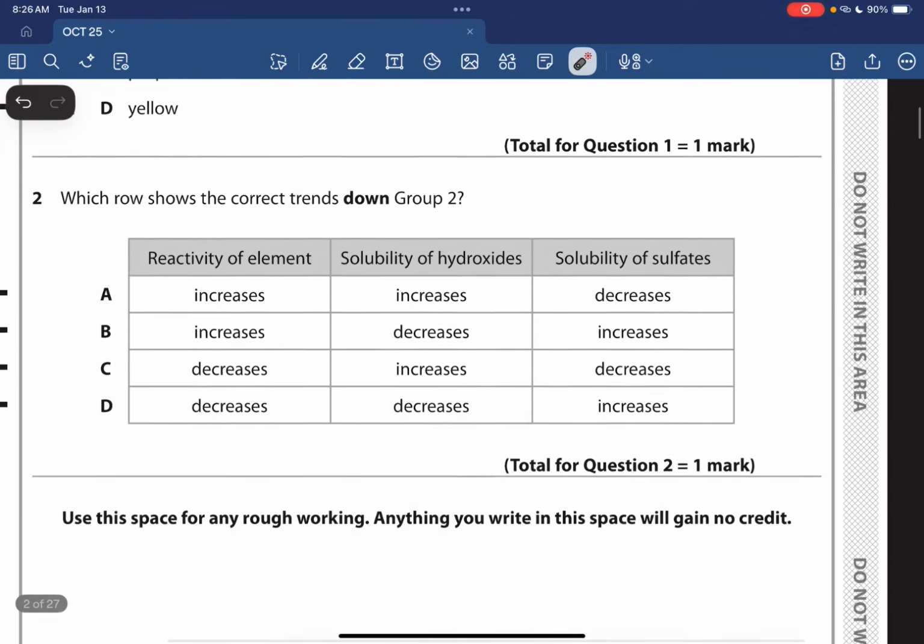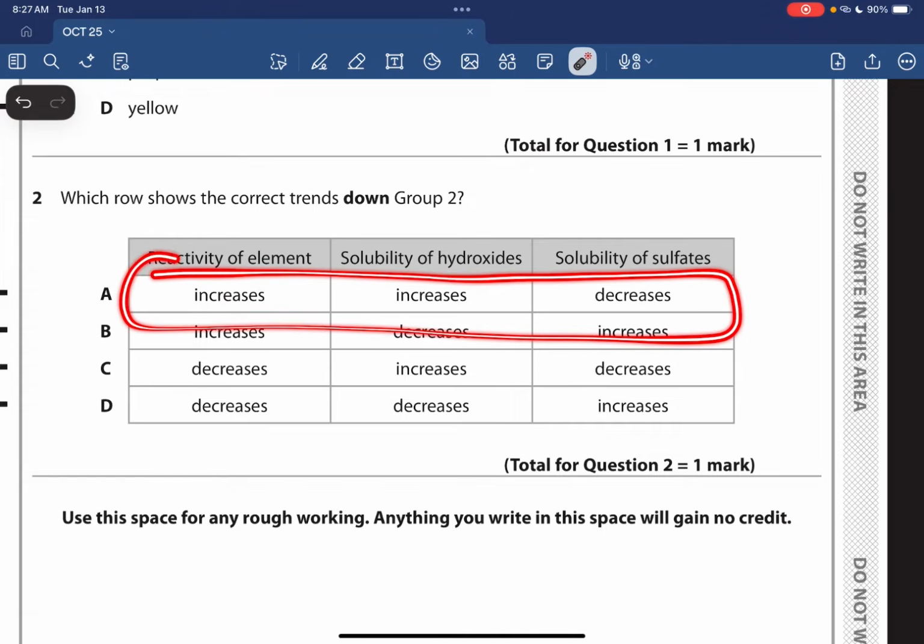Moving on to question 2. Which row shows the correct trends down group 2? Okay, so down the group, reactivity is going to increase, solubility of the hydroxide increases, and solubility of the sulfates decreases. So you should have this memorized as well. Solubility of the hydroxide and solubility of the sulfates.